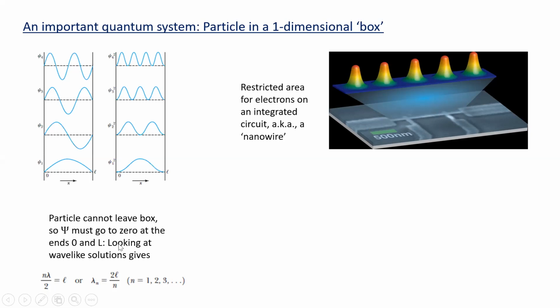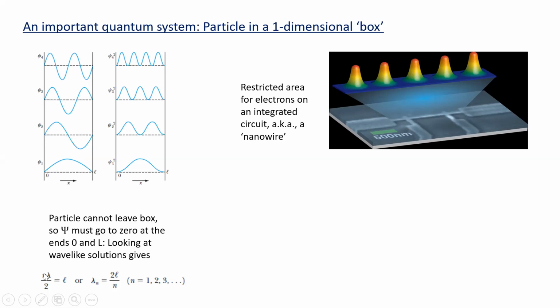So it makes sense to look at wave-like solutions since we're dealing with a wave function. Looking at wave-like solutions, we see that there are different sinusoidal possibilities for the wave function going to 0 at the endpoints. This is one which goes through half a wavelength. This is one which starts at 0 and goes through a full wavelength. This is one which goes through 1.5 wavelengths. This is another which goes through 2 wavelengths, and so forth.